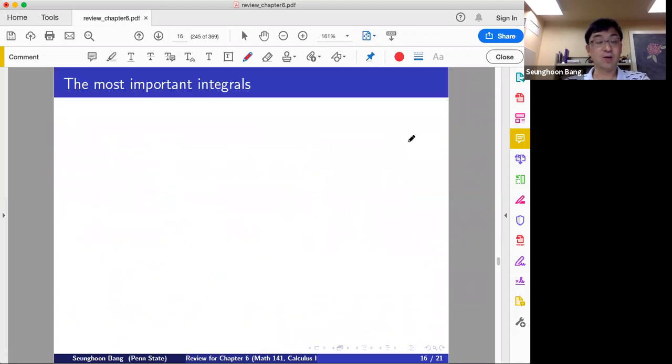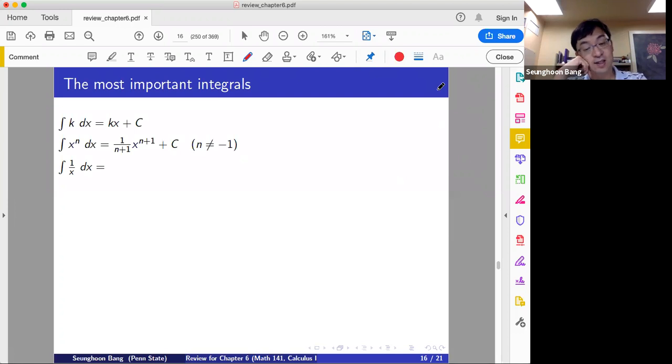Here, the last part is the integral problems. You can deal with the integral problems in chapter 6. Tomorrow, Kasha will deal with more integral problems in chapter 7. I only focus on the basic integral forms in chapter 6. So you need to memorize these integration formulas. Integral of k dx is kx plus c. Integral of x to the n dx is 1 over n plus 1 times x to the n plus 1, plus c. In this case, n is not equal to minus 1.